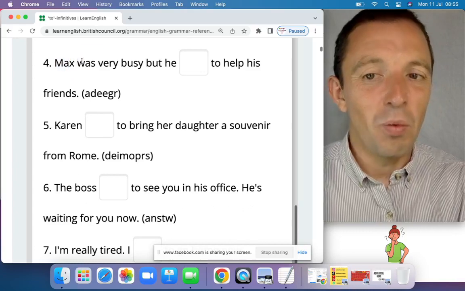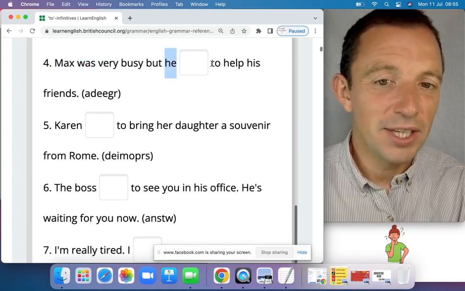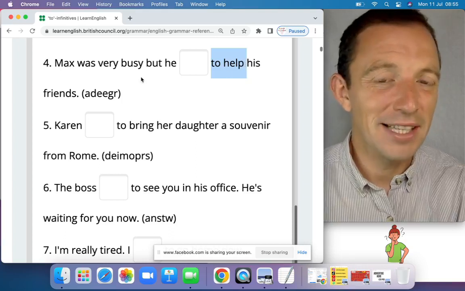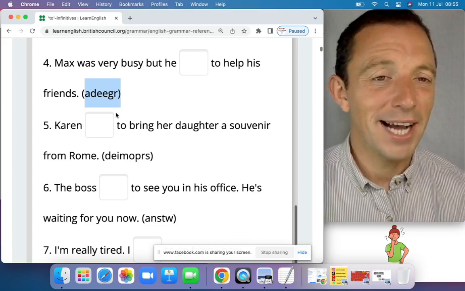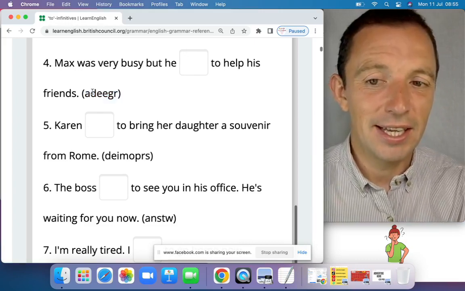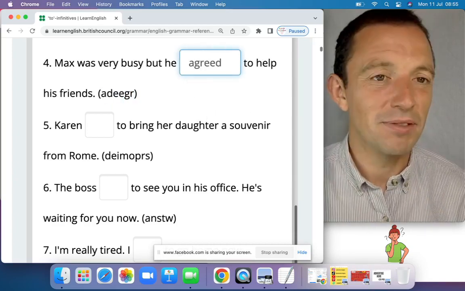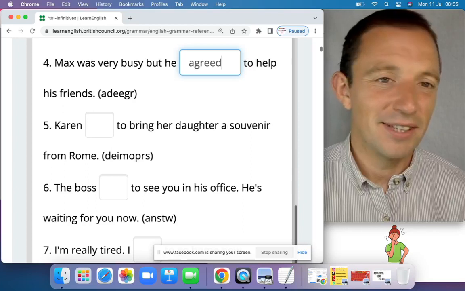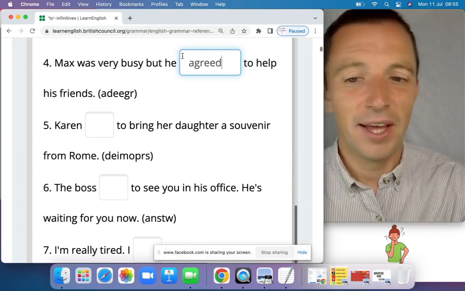Max was very busy, but he, something to help, infinitive, his friends. And the verb, so what did Max do? I think A, G, R, E, E, D. Max agreed to help his friends. I think that's the best option. I think that's the most realistic option.